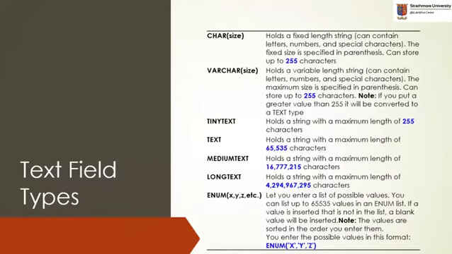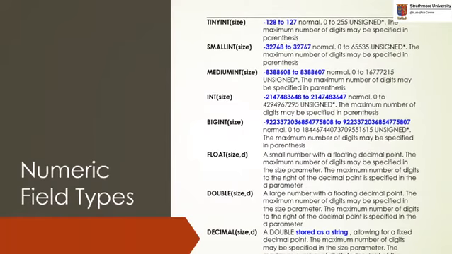Some of the field types that you're going to find: we have characters, and also what we call the varchar. These are field types for text. You have the tiny text, the text, the medium text, and the long text, and they vary in terms of the size of the characters that they hold. We also have the numeric field types. This is for numbers. It can be a tiny integer, a small integer, an integer, a float, a double, or a decimal.